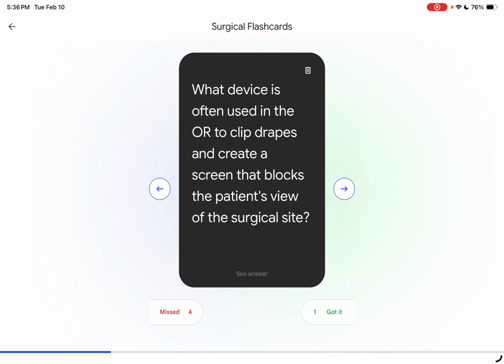What device is often used in the OR? Sarap! What is that? Where's your brother? I don't know where is my brother.